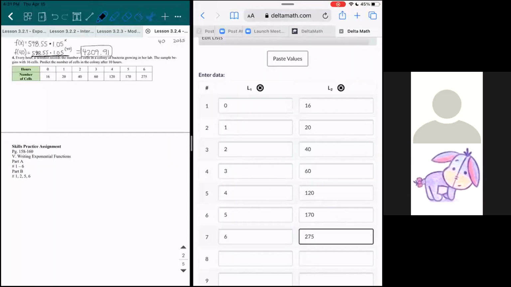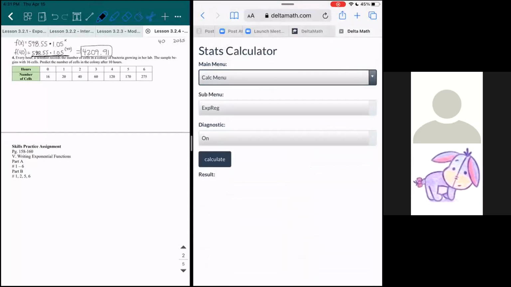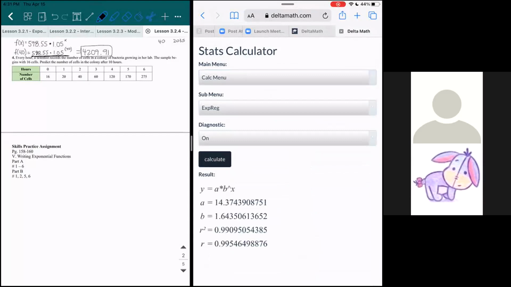All right, so as you can see, I have copied the values of our t-table into Delta Math. And now I'm going to scroll up. Instead of edit list, I want the calc menu. I want exponential regression in my submenu, and diagnostic can be on or off. It really doesn't matter. Calculate. Okay, from here, let me write out our equation. We're rounding everything to the nearest hundredth, so everything goes to 2 decimal places. So our A value is 14.37, multiplied by the B value, which is 1.64, raised to the power of x.